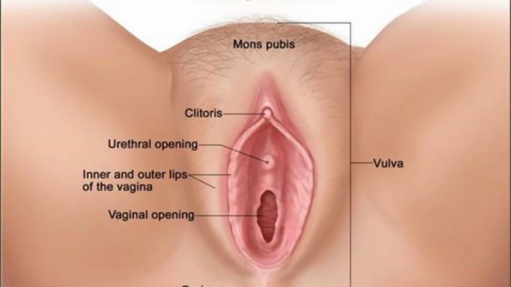The region between the labia minora is called the vaginal vestibule. This perineal area contains the vaginal opening, the opening of the female urethra, and the openings for the excretory ducts of the major and minor vestibular glands.